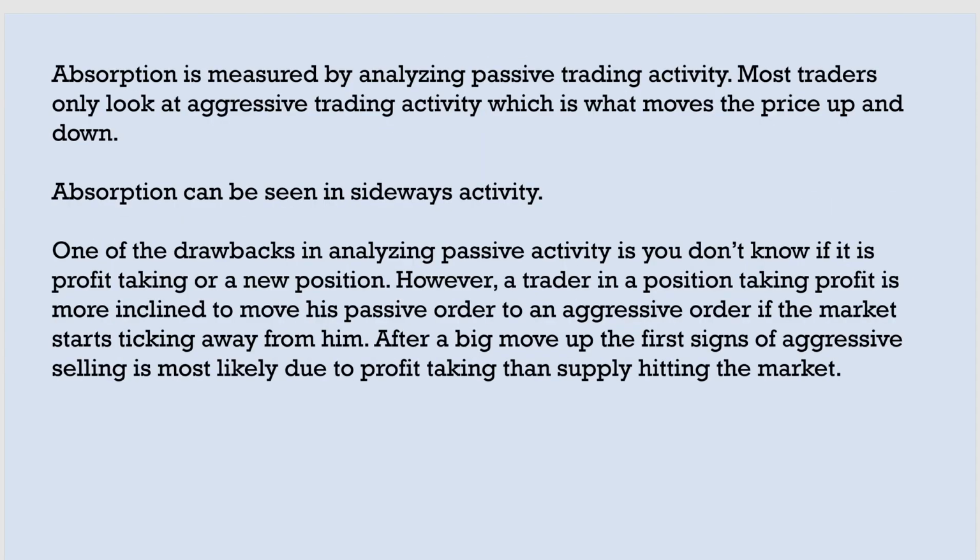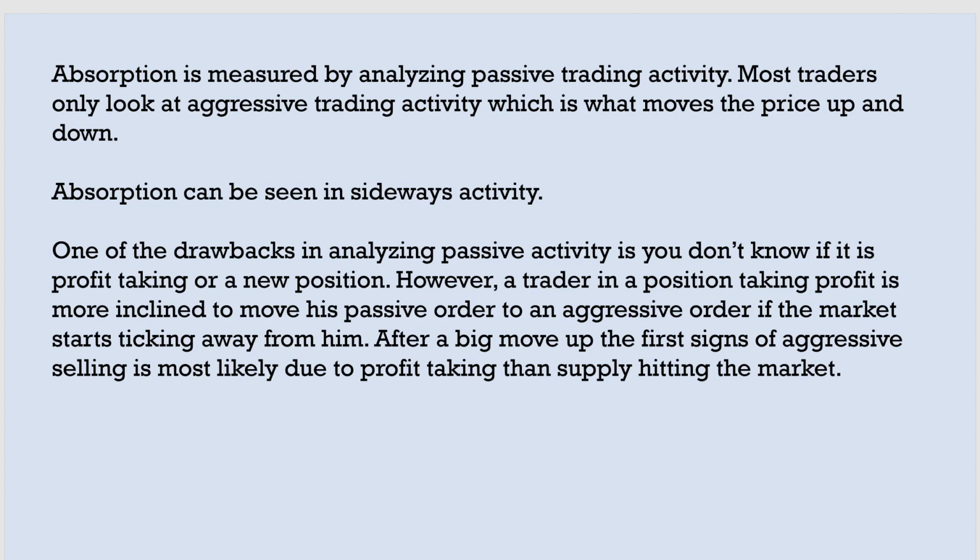All right, absorption. Now, absorption is measured by analyzing passive trading activity. Most traders only look at aggressive trading activity, which is what moves the price up and down. But absorption can be seen in sideways activity. One of the drawbacks in analyzing passive activity is you don't know if it's profit taking or a new position. However, a trader in a position taking profits is more inclined to move his passive order to an aggressive order if the market starts ticking away from him.